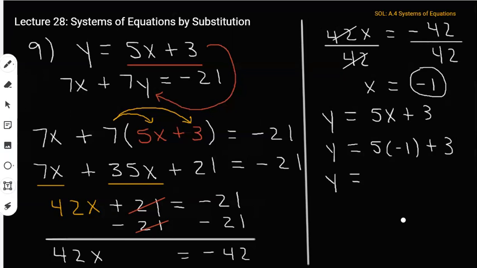Five times negative 1 is negative 5. If I add that to 3, what do I get? Negative 2. Yep.